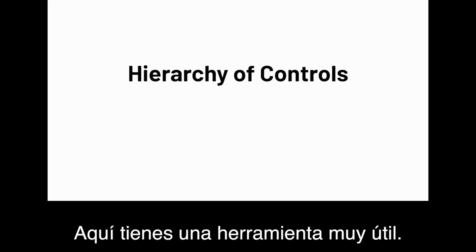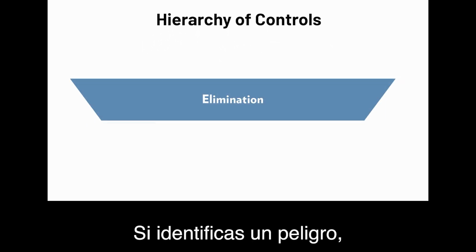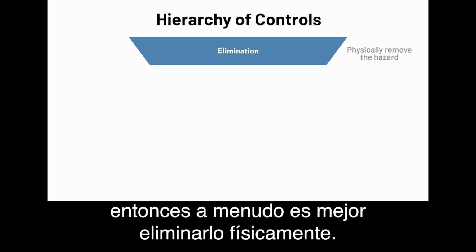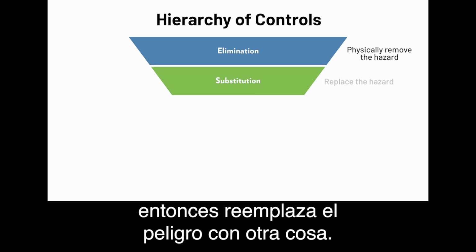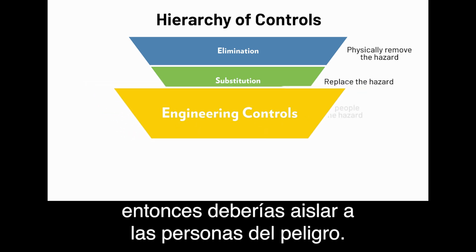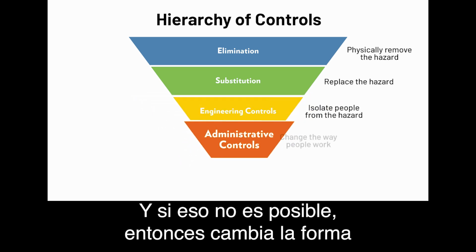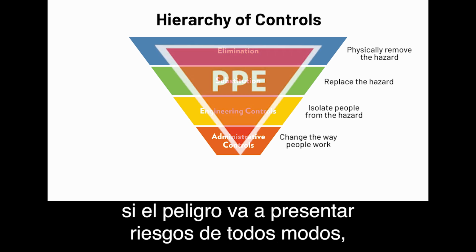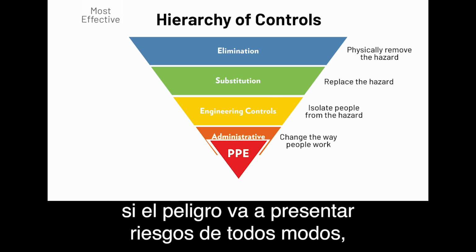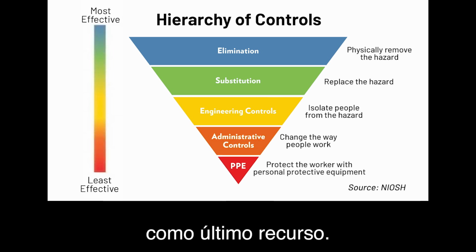Now, here's a really useful tool. It's called the hierarchy of controls. If you identify a hazard, then it's often best to physically remove it. If you can't eliminate it, then replace the hazard with something else. If that's not possible, then you should isolate people from the hazard. And if that's not possible, then change the way that people are working near the hazard. And lastly, if the hazard is going to present risks no matter what, then use personal protective equipment, PPE, as a final resort.